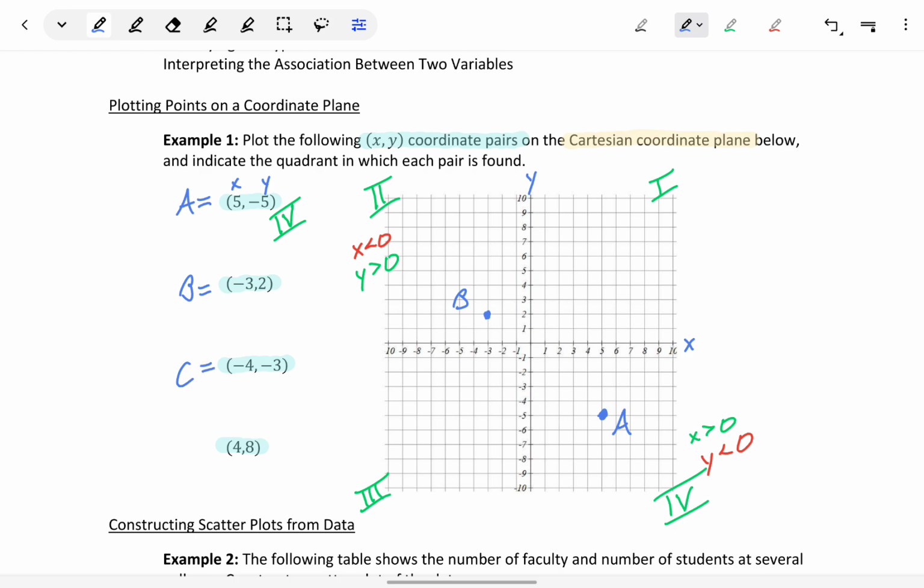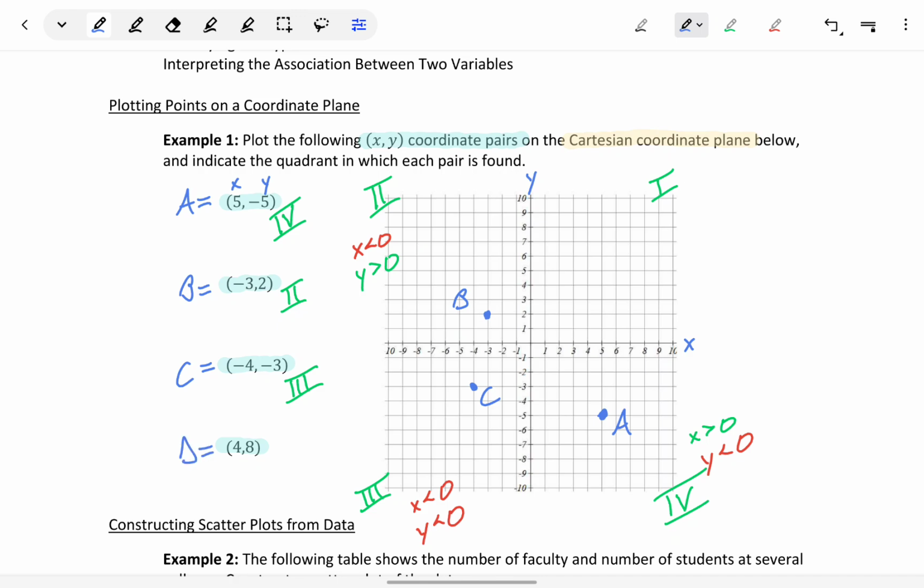For point C, we have -4, -3. So starting at the origin, we would move to x equals -4, and then down to y equals -3. I didn't list it, but point B was in quadrant 2, and now point C is in quadrant 3. In quadrant 3, all of our x values are negative, since we had to move to the left of 0, 0, and then we went down to find our y coordinate, so all of our y coordinates are also negative.